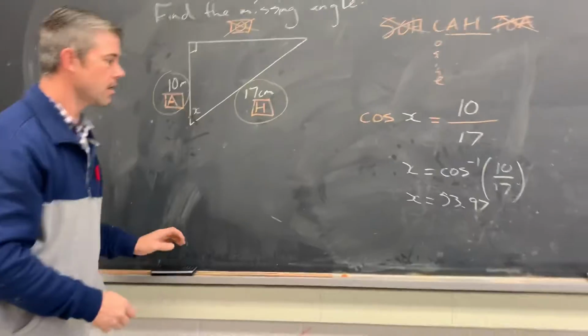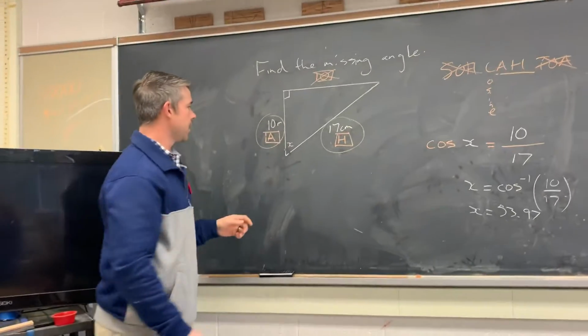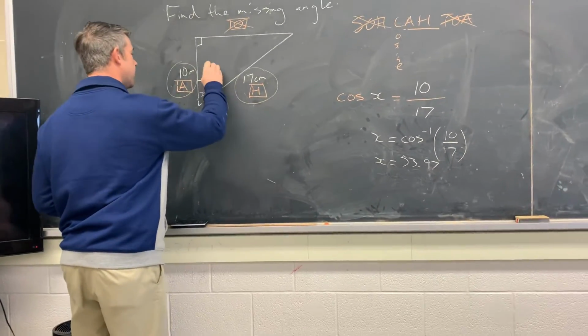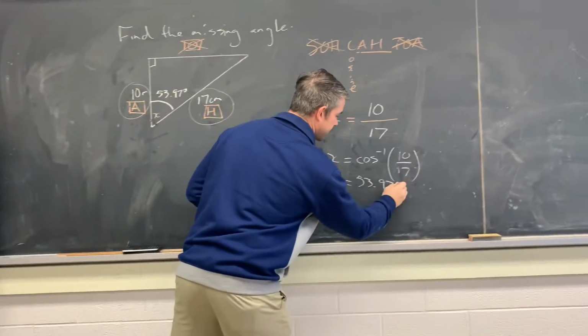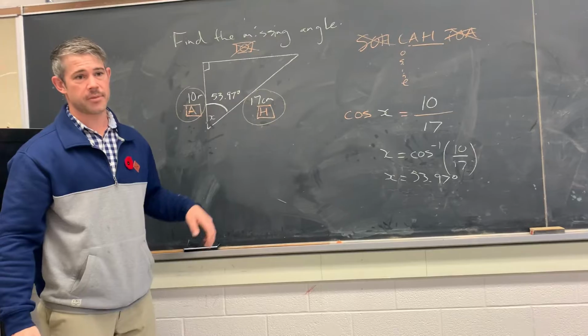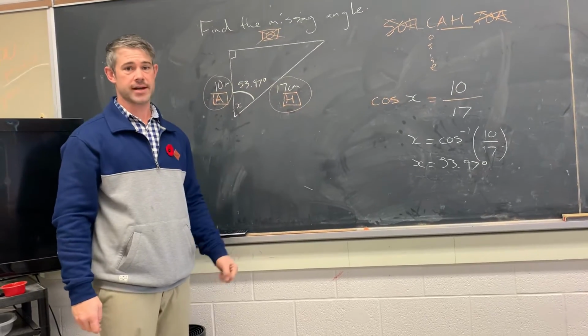Awesome. So now what is 53.97? Well, that's the measure of this angle of our triangle. And that's how we use right angle trigonometry to find a missing angle on a right triangle.